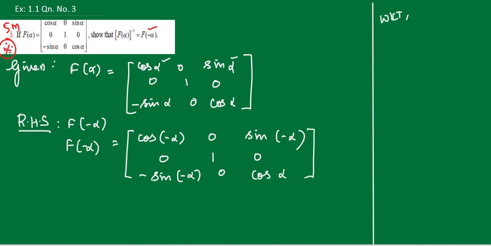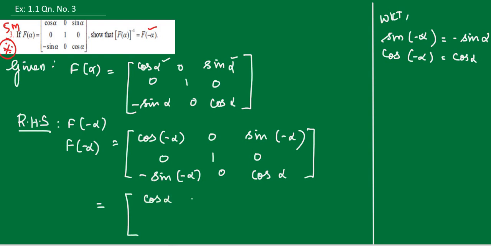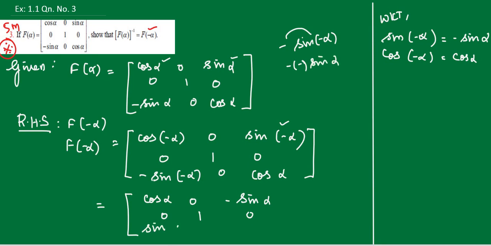We know the result: sin of minus theta is minus sin theta. So sin of minus alpha will be minus sin alpha. Cos of minus theta is cos theta. Therefore, cos of minus alpha is equal to cos alpha. So now cos of minus alpha becomes cos alpha, 0, sin of minus alpha is minus sin alpha. 0 1 0, minus sin of minus alpha, minus into minus becomes plus sin alpha. So I write here sin alpha 0, cos of minus alpha becomes again cos alpha. This is the right hand side. We have found the right hand side.